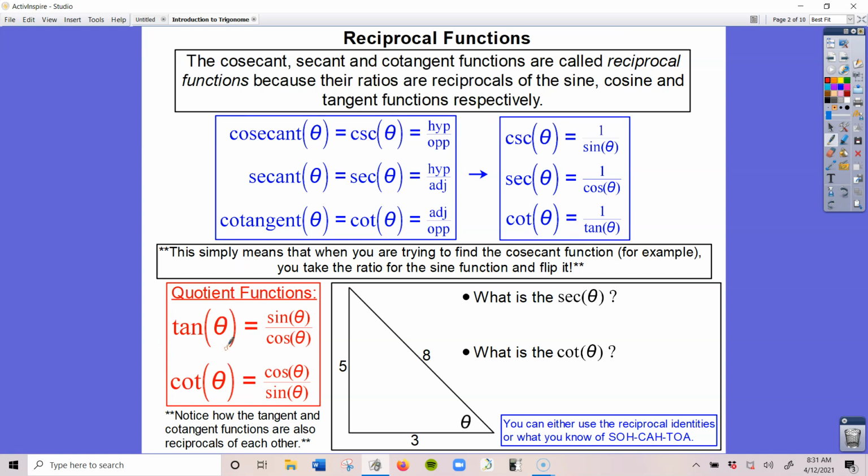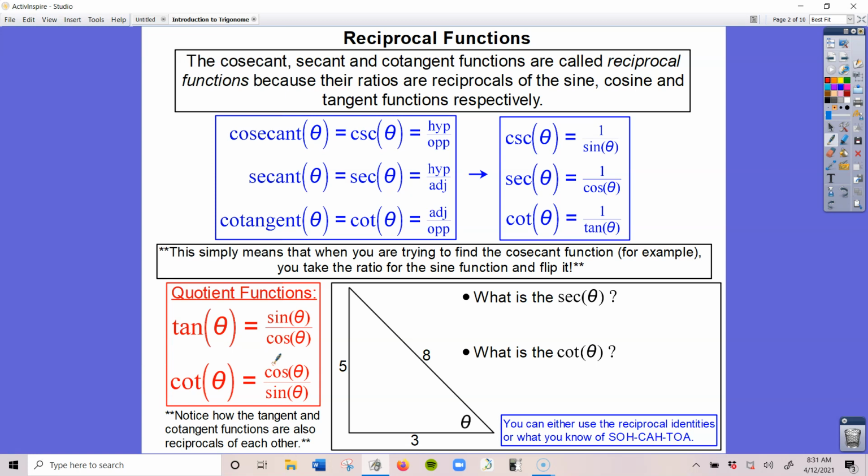Tangent and cotangent could also be described as quotient functions, meaning that for tangent, we can divide sine by cosine and get the value for tangent. Cotangent is cosine over sine, so you can divide cosine by sine, or take whatever tangent is and flip it. The thing with trigonometric functions is that there are a lot of identities that help us to evaluate them. Now let's look at this example that's given.